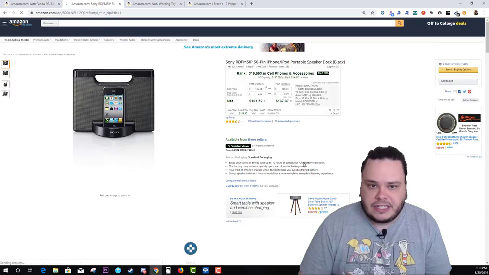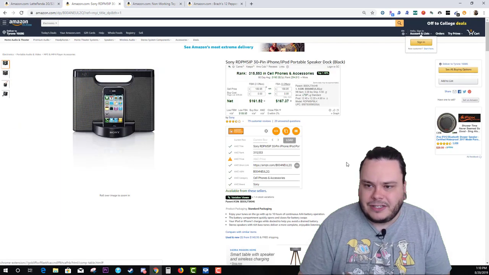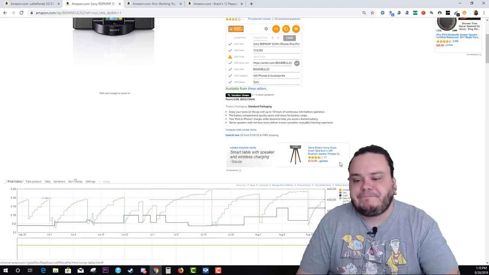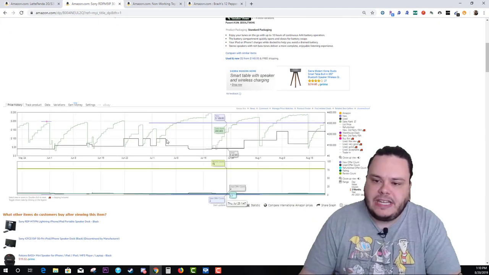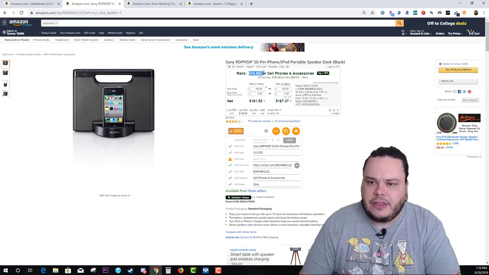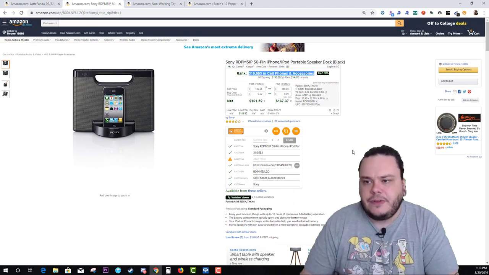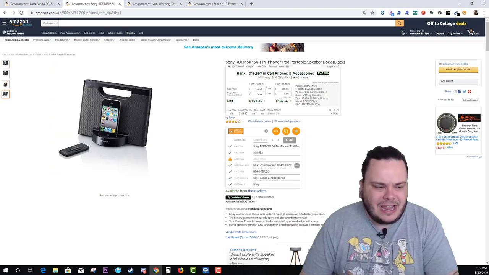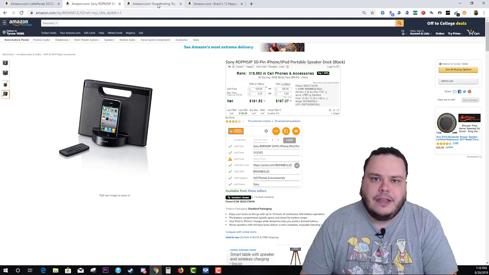I would be all over this, especially if you can find it cheap. I mean, gosh, this thing's selling for $200. That's insane. But so we see here, looking at the Keepa chart, this does have a rank, 315K in cell phones, but that doesn't mean anything. Like that number doesn't mean anything.